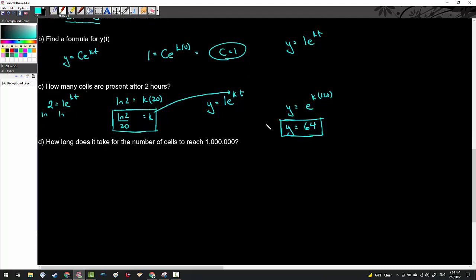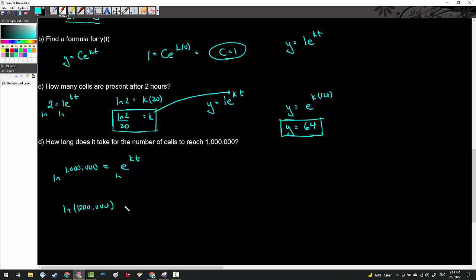Part D is asking how long does it take for the number of cells to reach 1 million. So how long does it take? That means we're going to solve for time. So I'm going to say 1 million is equal to e to the kt. Again, k is equal to ln of 2 over 20, so I'm just leaving it as k to make things simpler for me. I'm going to ln both sides. I've got ln of a million.